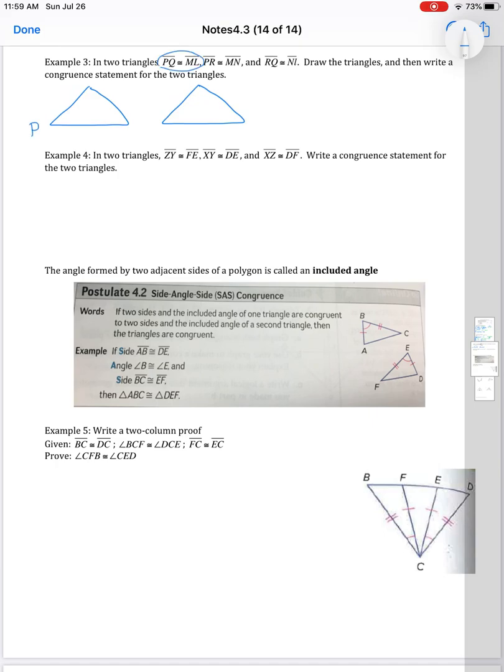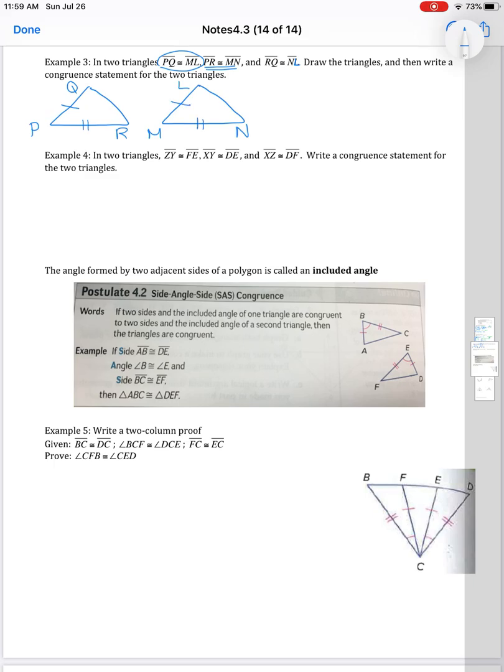All right, so changing gears a little bit, no more two columns for just the next two problems. So it says in two triangles, we have all this information, all these congruent statements. We're going to draw the triangles and write a congruent statement for the two triangles. So first, let's sketch. Now, when you start labeling, don't just put stuff everywhere. What I would try to do is go in order and make life easier for yourself. So if it's saying that PQ is congruent to ML, well, if I'm going to put PQ here, then I want to put ML in the same exact position because P matches with M and Q matches with L.